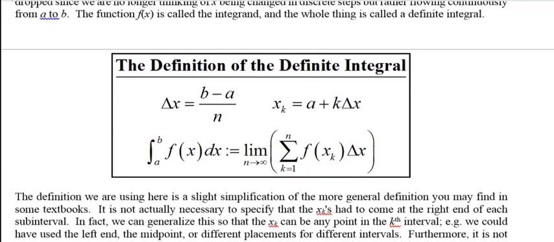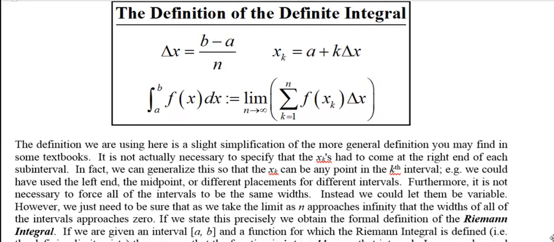Now, I will need to say this just to be precise here. This definition we're using here is a slight simplification of the more general definition you may find in some textbooks. In actuality, it's not necessary that the x sub k's come at the right end of each subinterval. In fact, they could be any x's in the interval. So you don't have to use the left end or the right end or the midpoint. We could use anywhere in the interval. Furthermore, you don't even have to make all the delta x's the same width. You just have to make sure that as n approaches infinity, the widths of all of the subintervals approach 0.